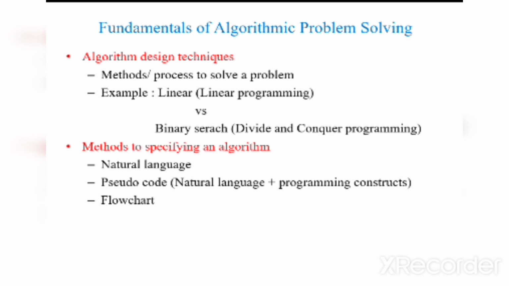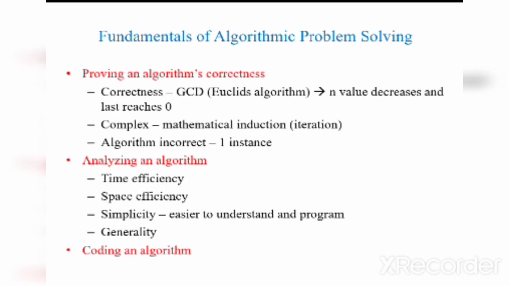So the sixth step, methods for specifying an algorithm. So we'll be having three methods to specify an algorithm. One is natural language, which is understandable by the human beings easily. The second one is pseudocode. So it is a combination of natural language plus programming constructs. The third one is flowchart.